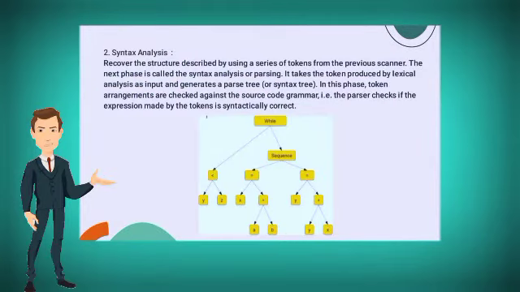Second, syntax analysis. Record the structure described by using a series of tokens from the previous scanner. The next phase is called the syntax analysis or parsing. It takes the tokens produced by lexical analysis as input and generates a parse tree or syntax tree. In this phase, token arrangements are checked against the source code grammar. That is, the parser checks if the expression made by the tokens is syntactically correct.